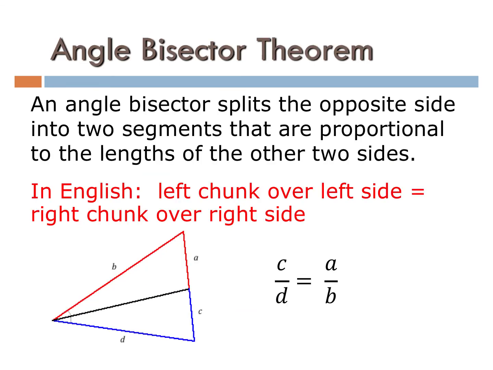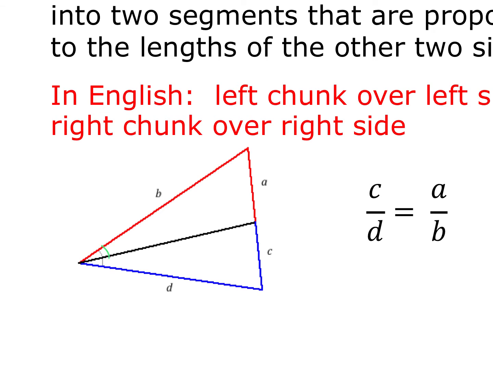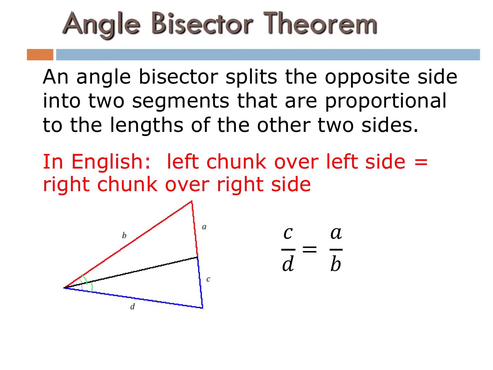Right, next thing we're going to learn here is the angle bisector theorem. And this says an angle bisector, which in this picture is drawn as the black segment. I know that this is the angle bisector because this is trying to show that angle got split in half. And what it does is it's going to split the opposite side, meaning this one, into 2 segments that are proportional to the lengths of the other 2 sides. So B and D are the other 2 sides. So here's what happens. Let me choose my highlighter. C over D is going to equal A over B.